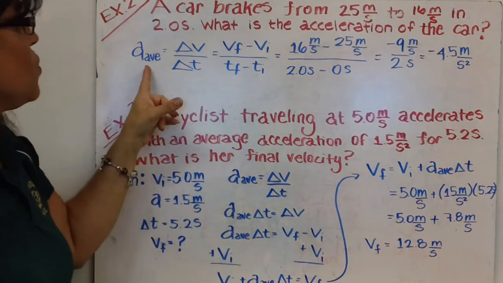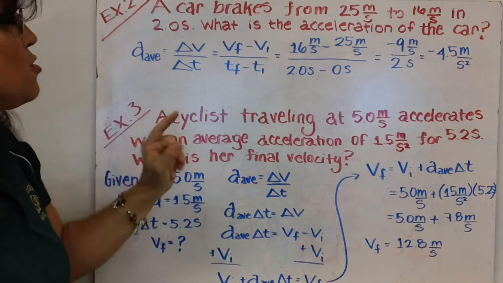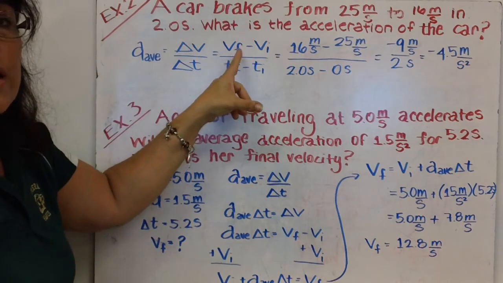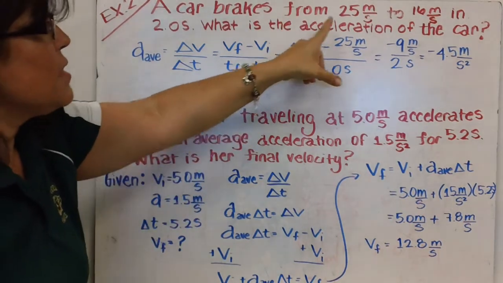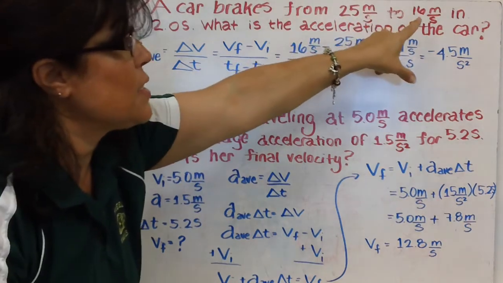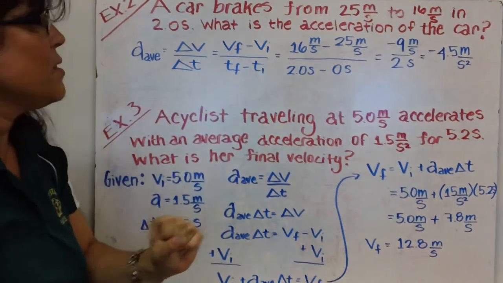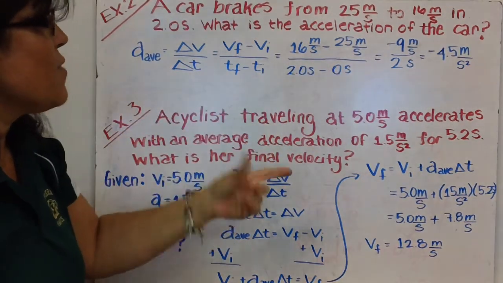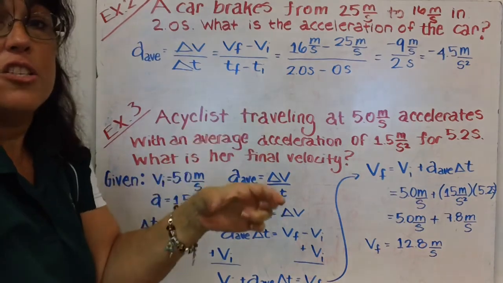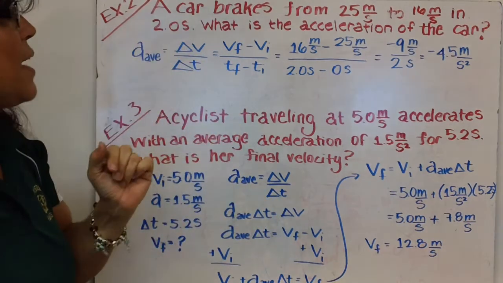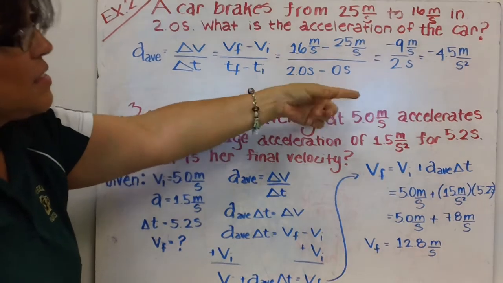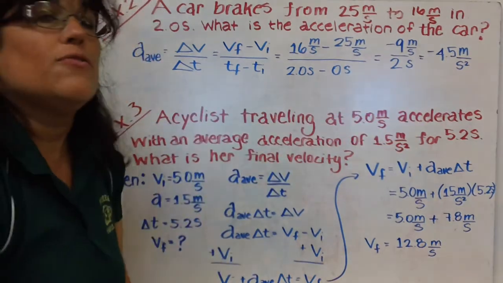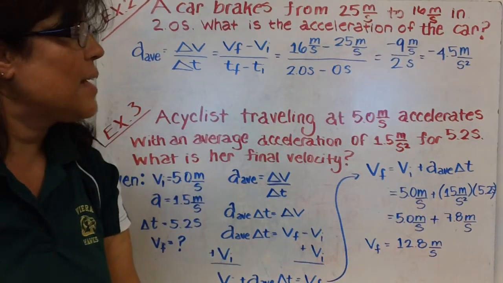So we're going to start with our formula here that the average acceleration is just our change in velocity over our change in time. Well, our change in velocity is the final velocity minus the initial. Here it says it's braking from 25 to 16. So 16 is our final velocity, 25 is our initial velocity, so we have 16 minus 25. And the change in time that this change in velocity takes place is 2 seconds, so we have 2 seconds minus 0. So we end up with negative 9 over 2, and we end up with negative 4.5 meters per second squared.